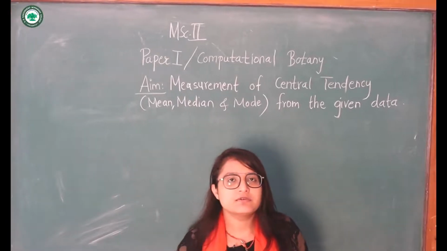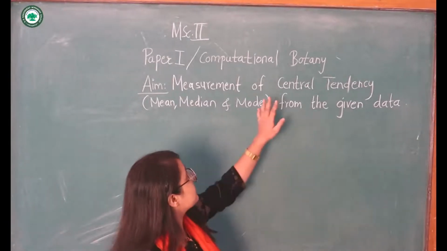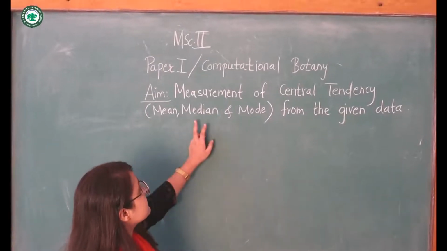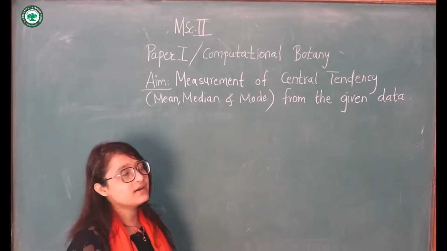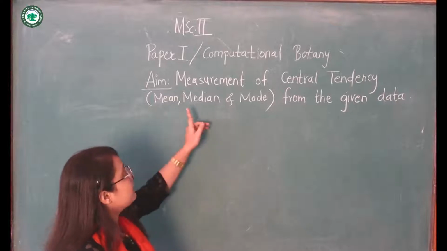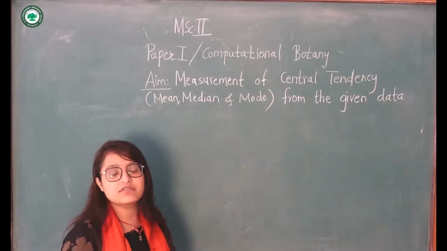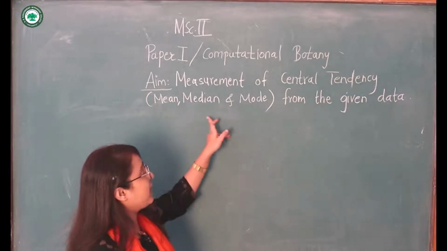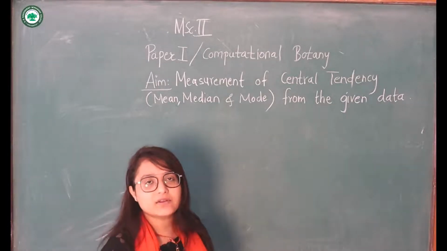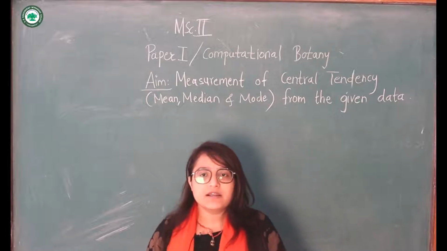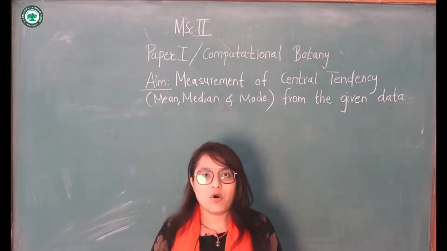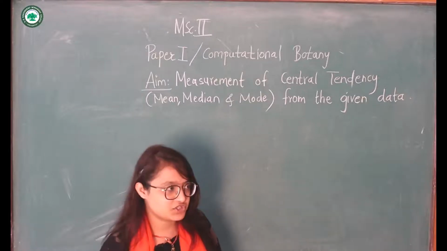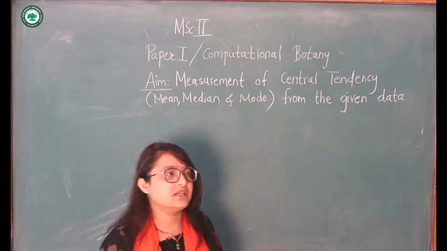Today we will see the MSc second-year first practical of computational botany, that is measurement of central tendency, that is mean, median and mode from the given data. First of all, what is mean, median and mode? How are they calculated? Mean is the summation of all the observations divided by the number of observations.